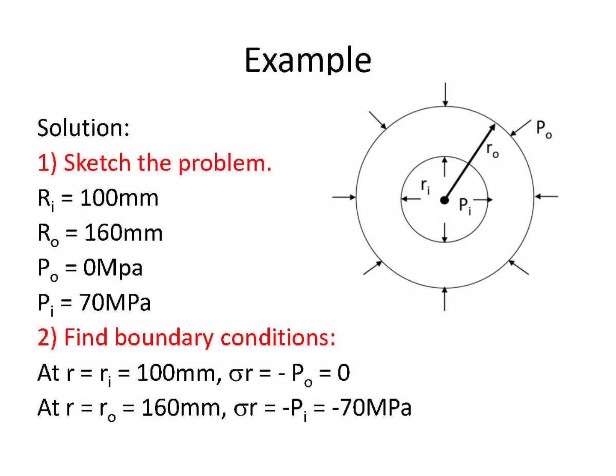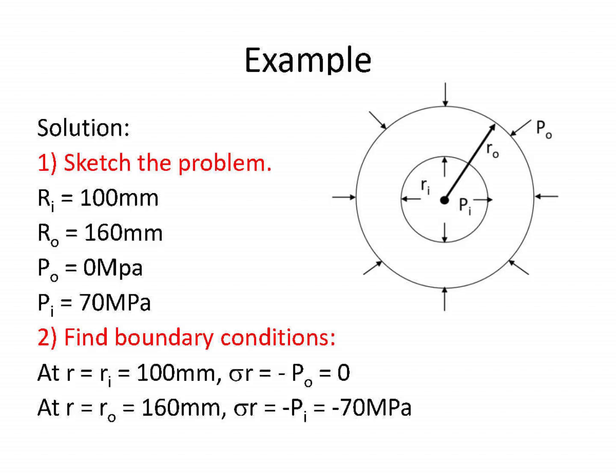The next step is to define the boundary conditions. In thick cylinder analysis, boundary conditions are based on radial stress. At the inner surface, the radial stress is equal to the internal pressure and is compressive, so it is taken as minus 70 megapascals. At the outer surface, the radial stress is equal to the external pressure, which is 0.